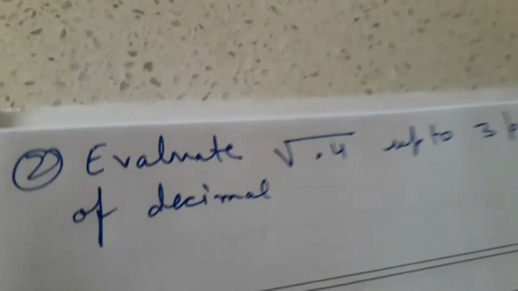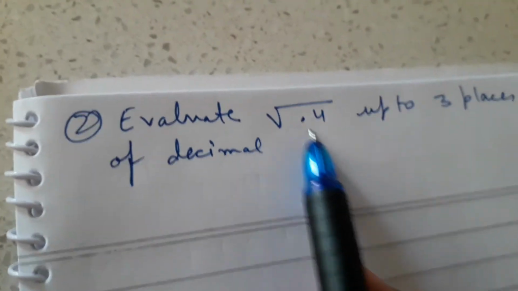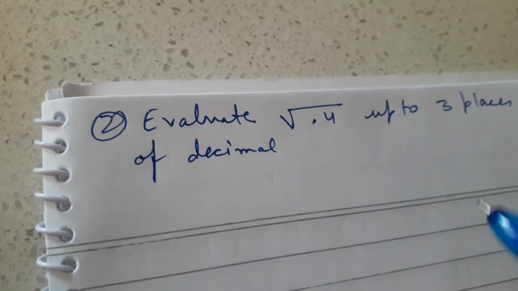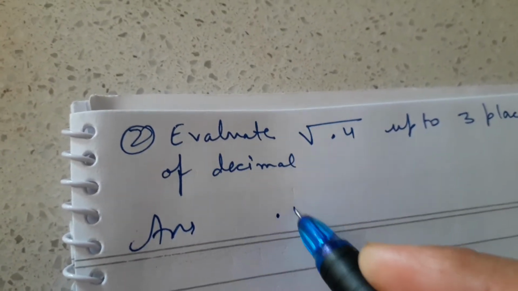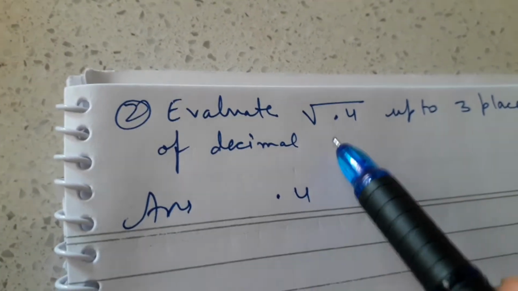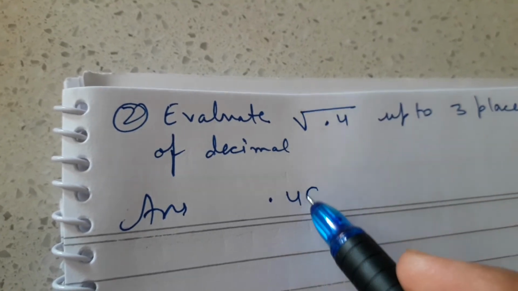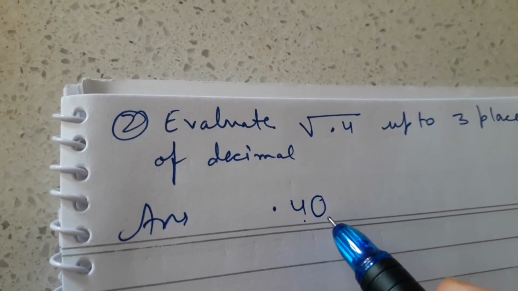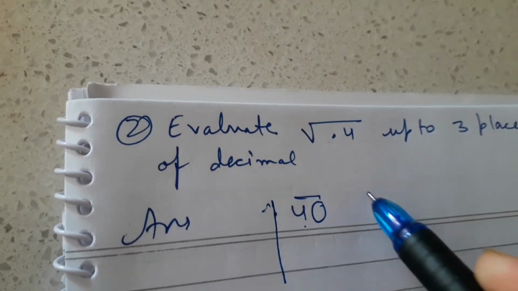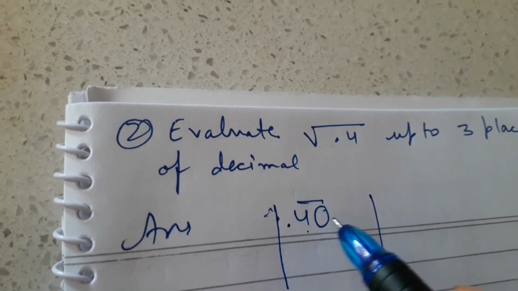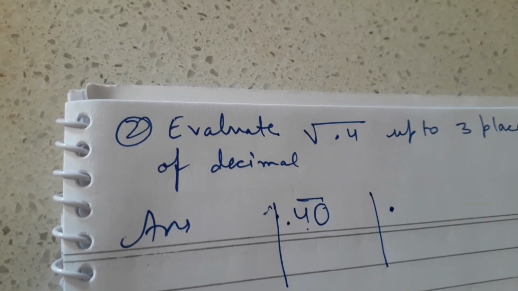Let's take one more question. Evaluate the square root of 0.4. So how to do it? 0.4. What is the rule? We have to make it an even number of digits, so by putting 1 zero it will be an even number of digits, 2 digits. Now we start to find the square root. The point we have already taken here, so put the decimal point here.